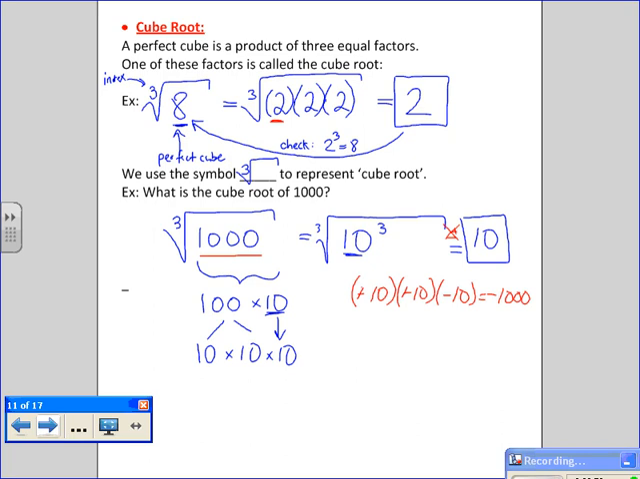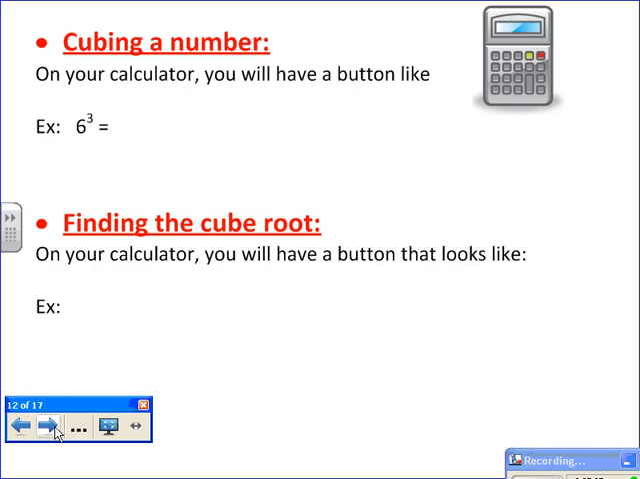Let's do some examples here and talk about using your calculator. On your calculator, you will have one of a couple of different buttons. You'll either have a cubing button, and if you do, that's really handy. Lots of calculators don't, and so you might have an exponent button that's going to look like this, or that's going to look like this. Both of these buttons mean exponent.